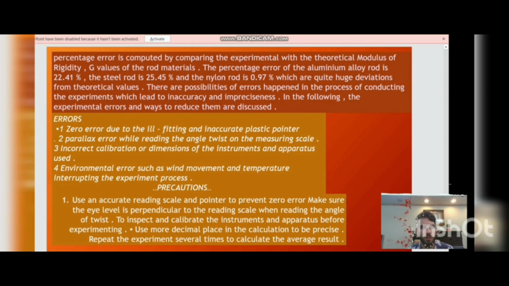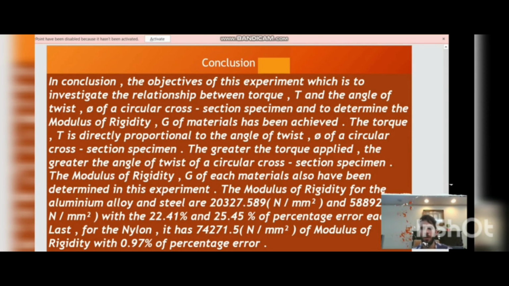Three, incorrect calibration or dimensions of the instruments and apparatus used. Environmental error such as wind movement and temperature interrupting the experimental process. For the conclusion, the objective of the experiment, which is to investigate the relationship between torque and the angle of twist and the modulus of rigidity of materials, has been achieved.